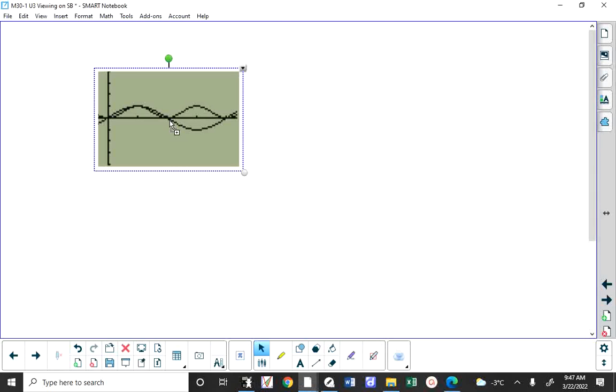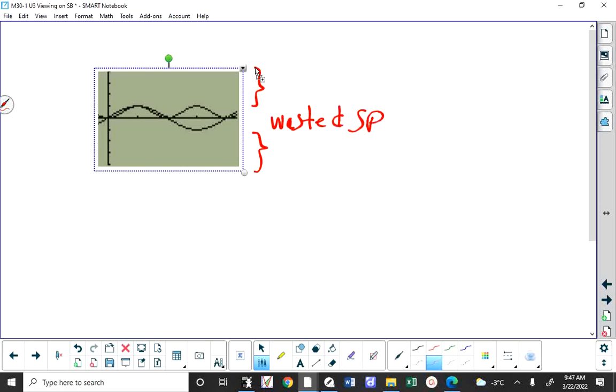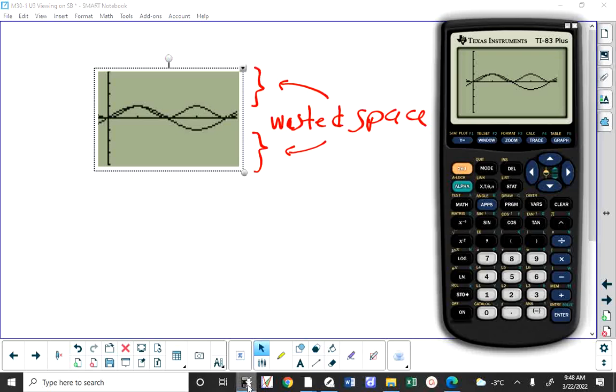There is a lot of wasted space here and here, isn't there? And if I look at the ticks, it goes from negative 4 to 4. I think if I go from negative 2 to 2, I can shave off the top and the bottom wasted space areas and stretch out the graph to see it better. I'm just teaching you a little bit of window setting strategy here. So now I can go negative 2 to 2, and I want to find the points of intersection.